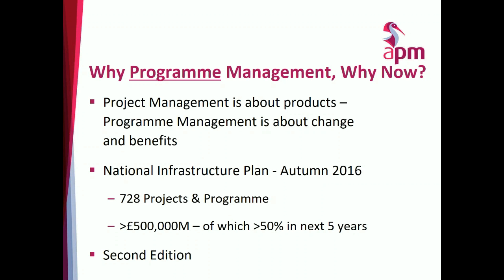Programs we'll come on to in just a minute, but as an example of the scale at which this is operating, the new National Infrastructure Commission developed the National Infrastructure and Construction Plan late last year, and in it they identified 728 major programs and projects. In total, over £500 billion worth of sterling, of which over half of that is due to be expended in the next 5 years. And this will require a step change in the scale and in the quality of program management if we are going to make a success of this as a nation.